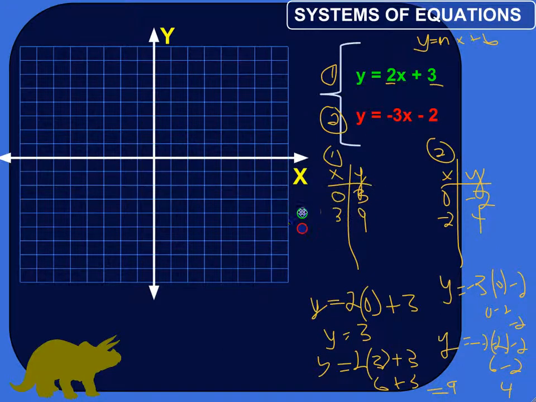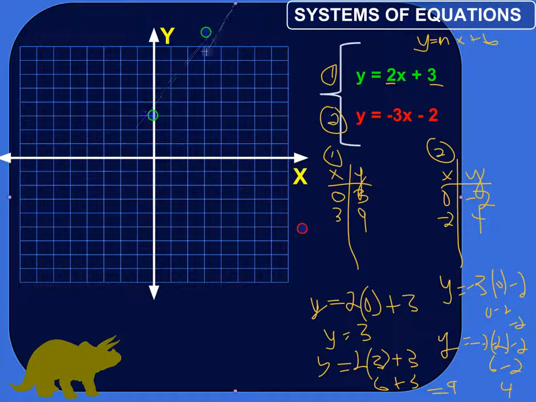So let's start with this first equation, number 1. So our first point is 0, 3. So x is 0 and y is 3. 1, 2, 3. That's our first point. And our second point is 3, 9. So x is 3, and y is 9. 1, 2, 3, 4, 5, 6, 7, 8, 9 up there. Okay, and so we just connect those two points.